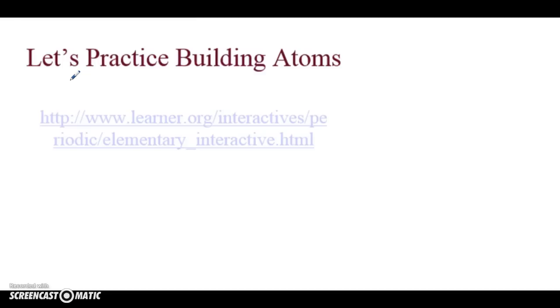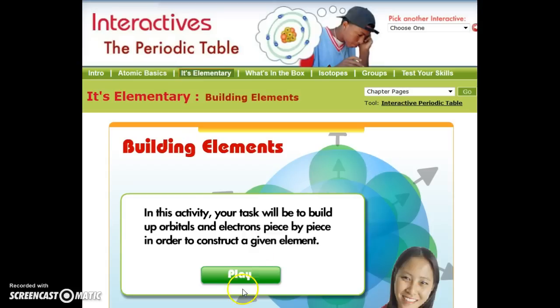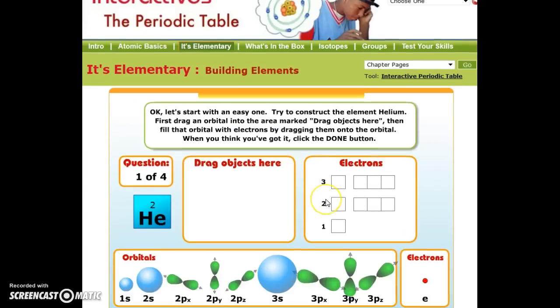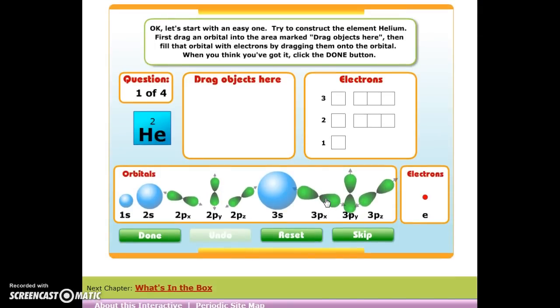I will get it pulled up here so we can look at this together. You'll use this website if you haven't already, and we're going to practice building. This will be an awesome visual. We're starting with helium here. We have to drag our orbital first into here, and then we'll add electrons, and it'll fill up this box diagram right here, and then we'll see if we did it correctly.